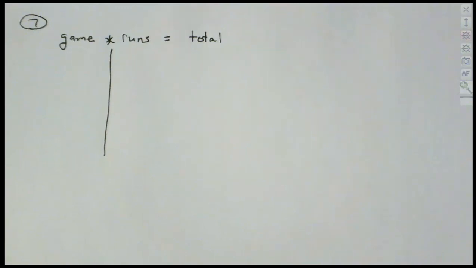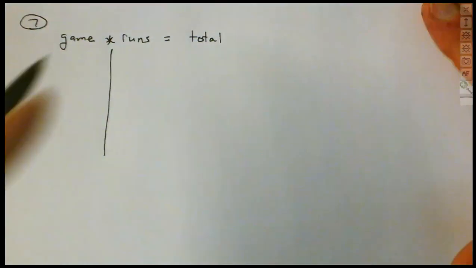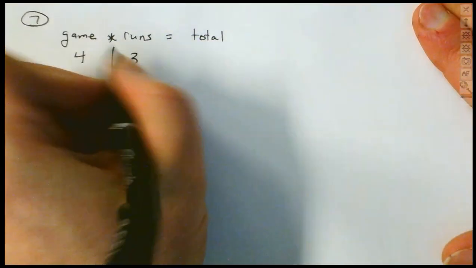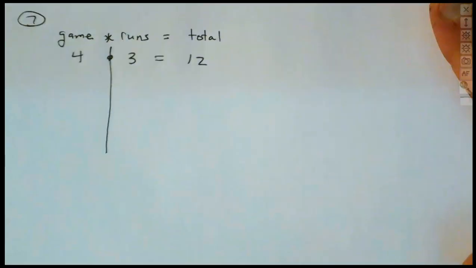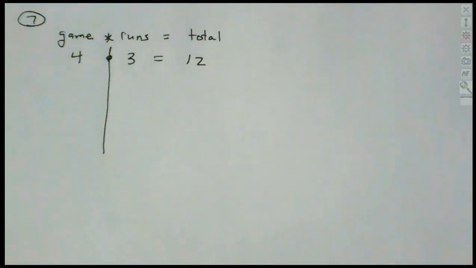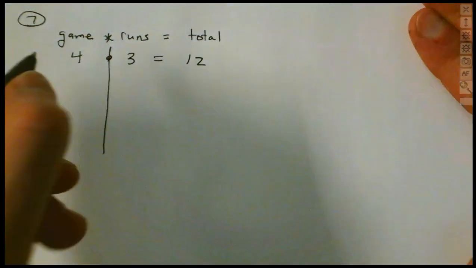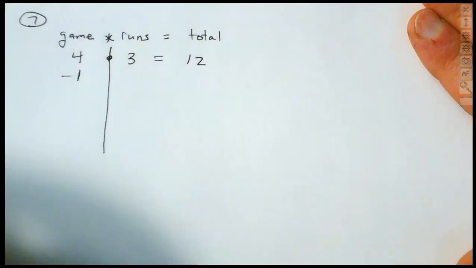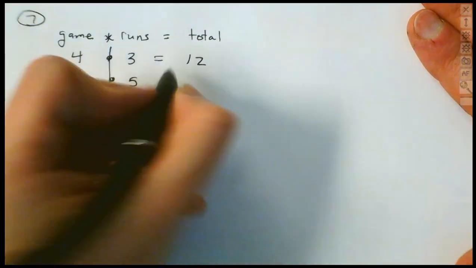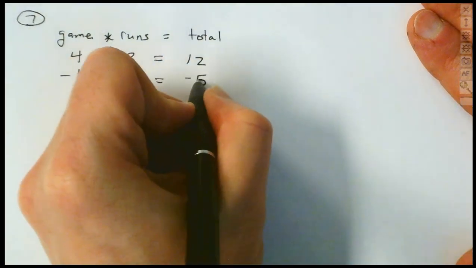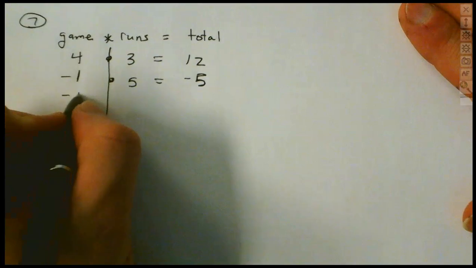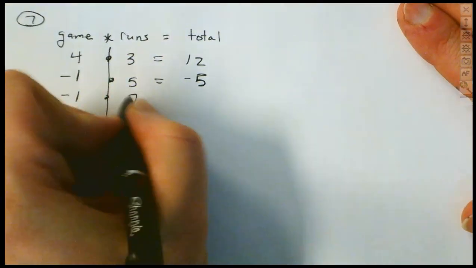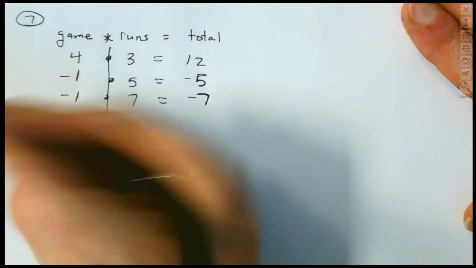So a team won 4 of its games by 3 runs. So 4 games, 3 runs, we multiply across, that's 12. Lost 1 game by 5 runs. It's lost, so we're going to put a negative. By 5 runs, we'll put the 5 here. Multiply across, that gives you a negative 5. Lost 1 game by 7 runs. So minus 1, because you lost the game. 7 runs makes it a minus 7.